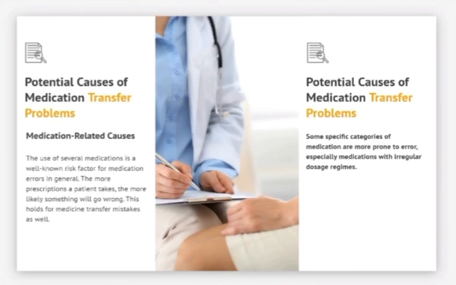Medication-related causes. The use of several medications is a well-known risk factor for medication errors in general. The more prescriptions a patient takes, the more likely something will go wrong. This holds for medicine transfer mistakes as well. Some specific categories of medication are more prone to error, especially medications with irregular dosage regimes.